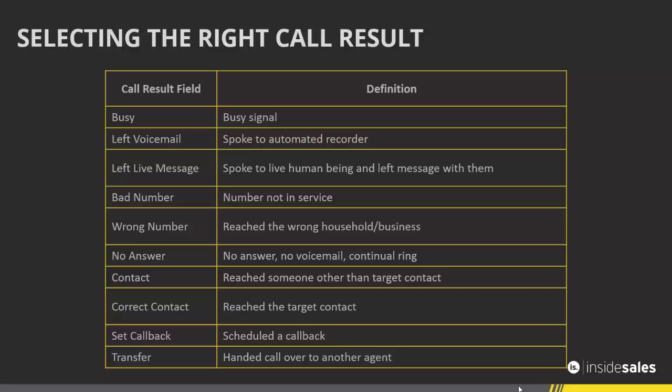These are the two that often hang up reps the most, and it's important that they know what the difference is between the two. Contact is if you talk to a person, but it was somebody other than the target contact who you were calling for. And the correct contact is if you reach that target contact. We can also set the result if there was a callback set on the particular call or if that call was transferred to another agent.